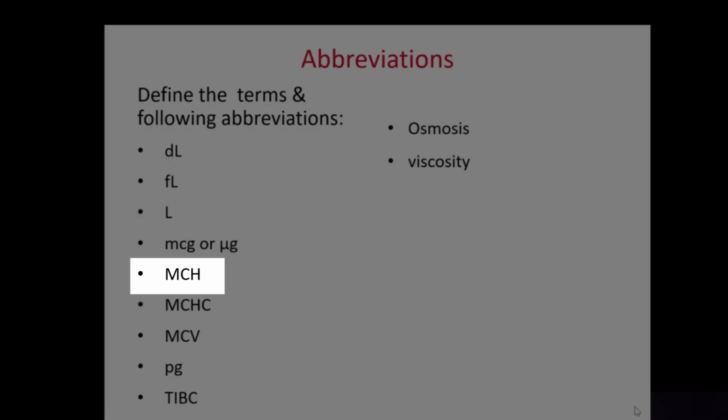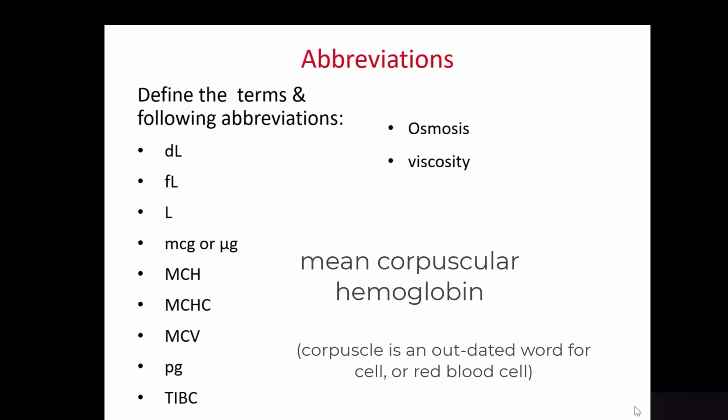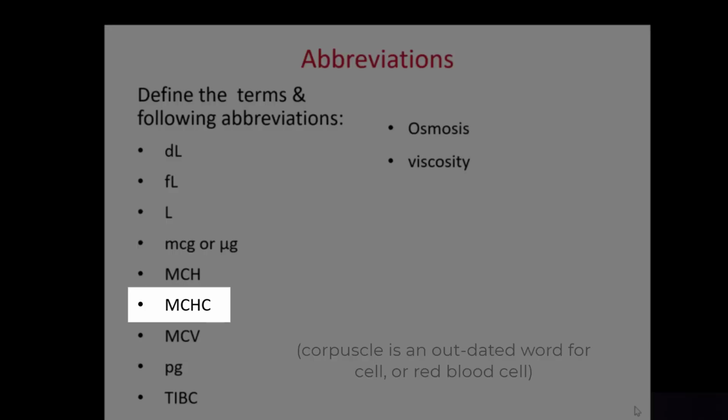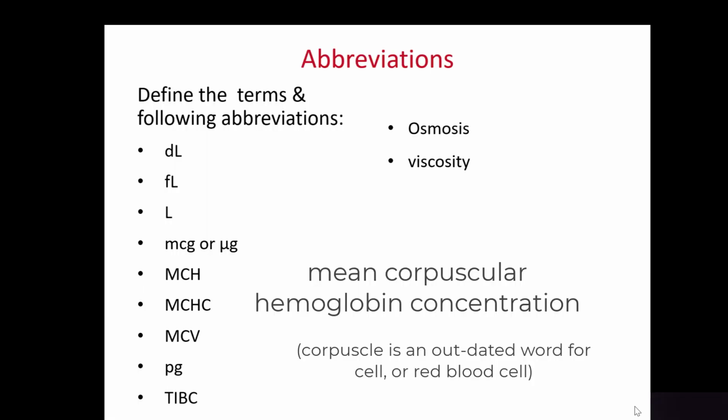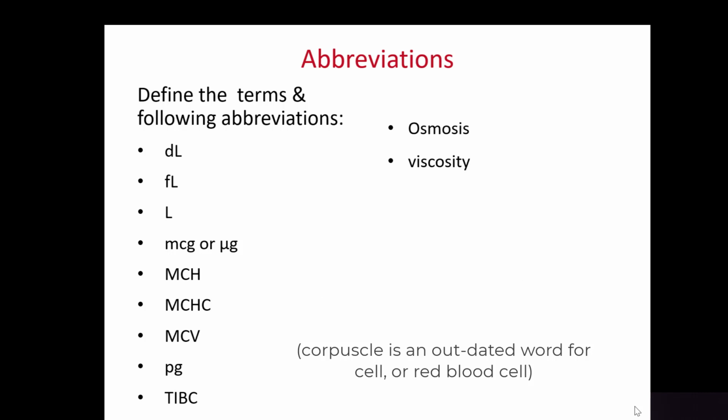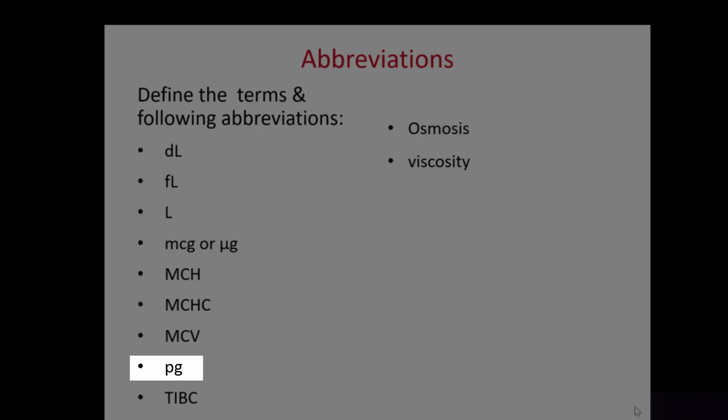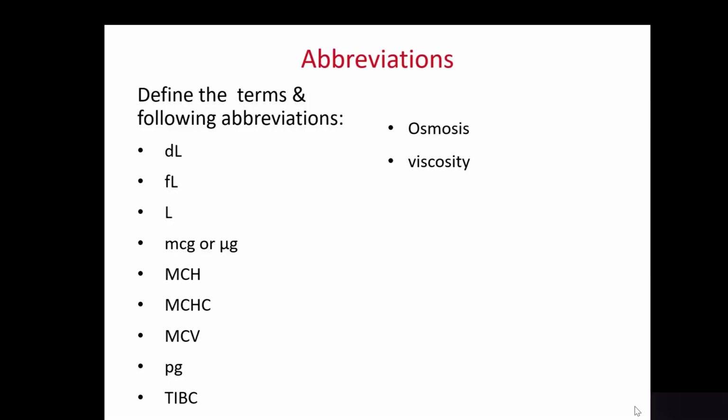MCH stands for mean corpuscular hemoglobin. This is the average concentration of hemoglobin in an average red blood cell. MCHC stands for mean corpuscular hemoglobin concentration, which is the average concentration of hemoglobin in a given volume of red blood cells. MCV is the mean corpuscular volume, or the average volume of a red blood cell. PG is picogram, or 1/trillionth of a gram. And TIBC stands for total iron binding capacity, which tells us the amount of iron needed to saturate a red blood cell, which we often measure in anemic patients.